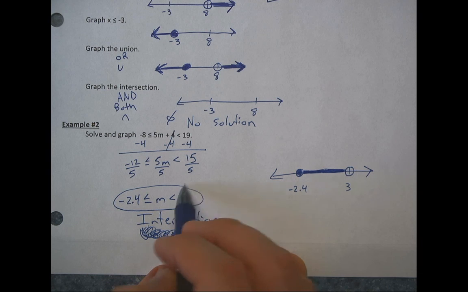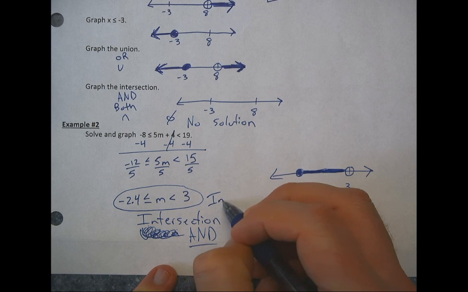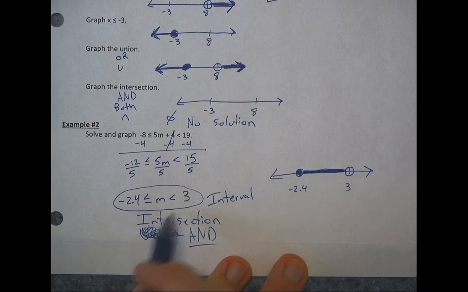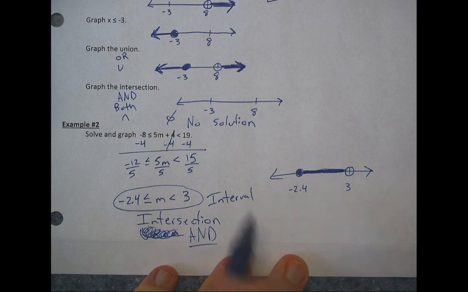This right here, if they ask for an interval, that's what it is. This is what they're looking for. So in terms of symbols, m being greater than or equal to negative 2.4 or less than 3, okay, that's the interval, and then this is what the graph looks like.